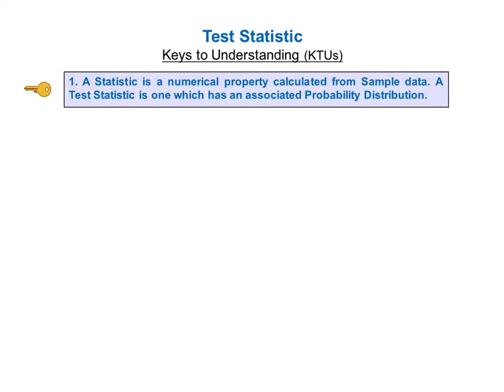As usual in the book and in these videos, we'll start with a list of keys to understanding, or KTUs, and then we'll go into detailed explanations of each key. The first key to understanding is a statistic is a numerical property calculated from sample data. A test statistic is one which has an associated probability distribution.